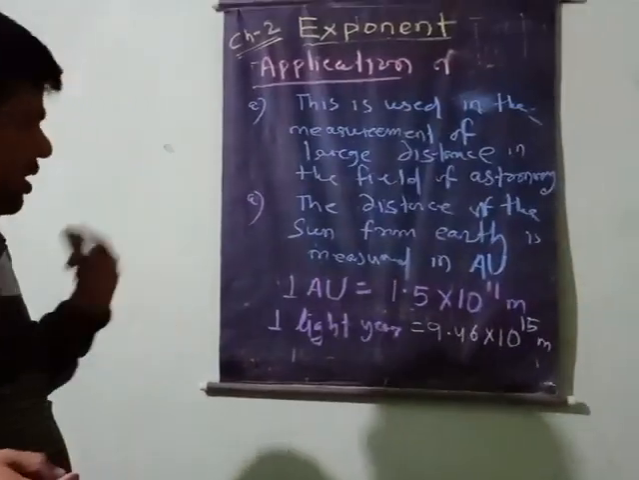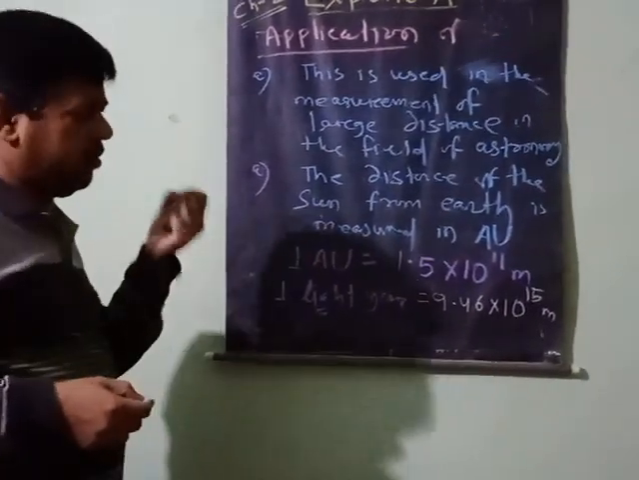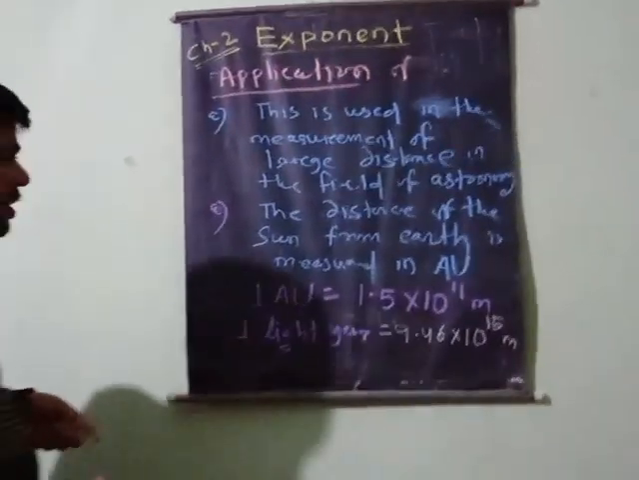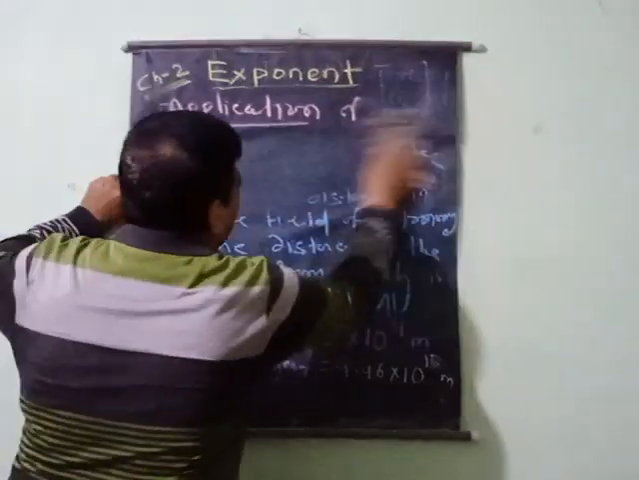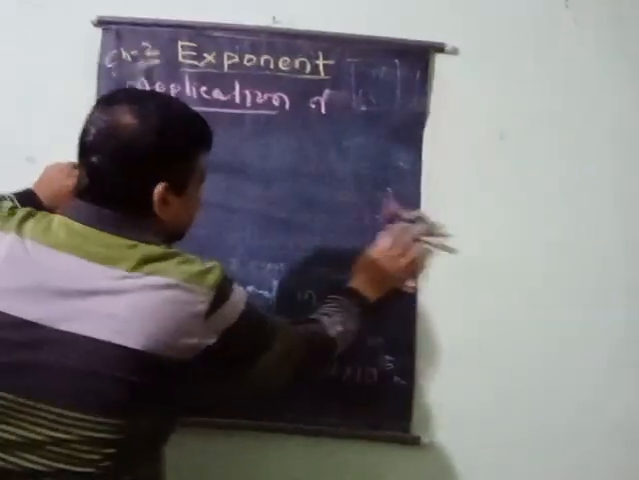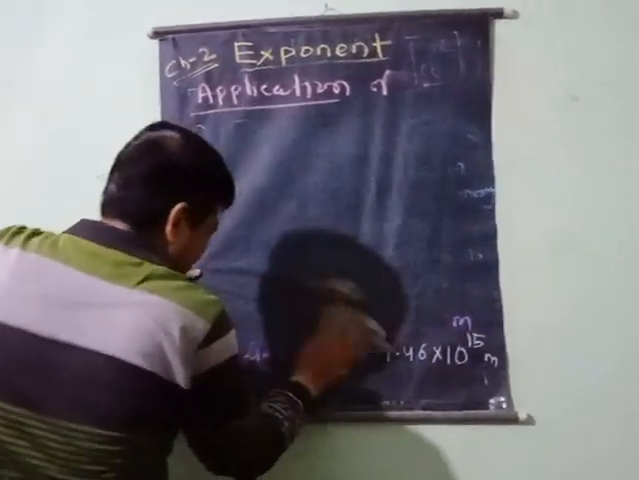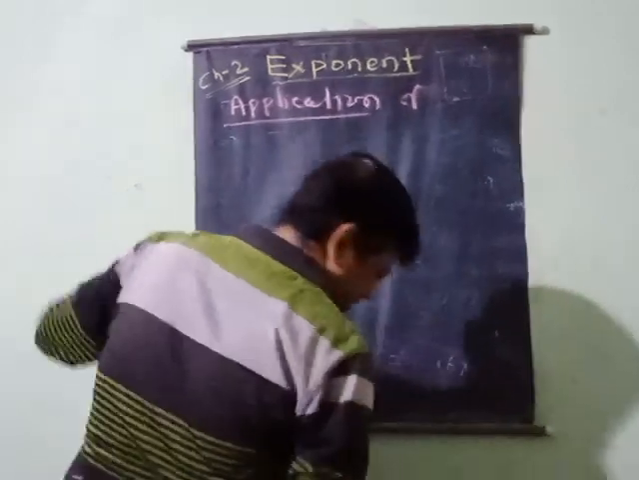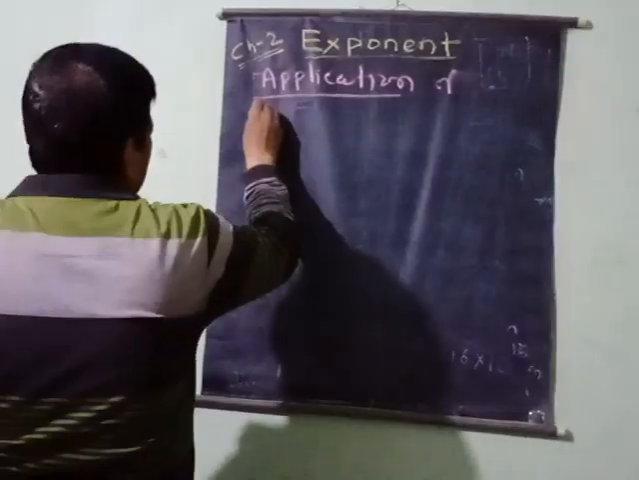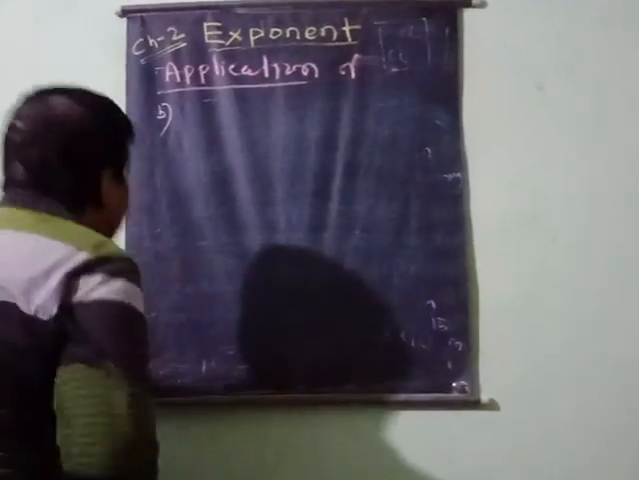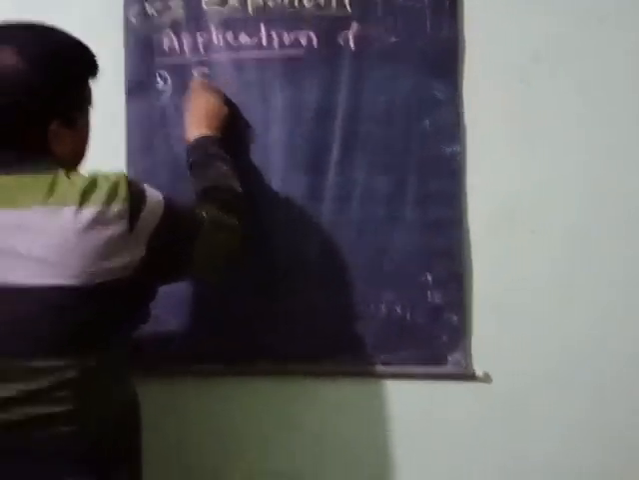Another concept: the size of the atom. The size of the atom is very small, so we use very small distance units. Size of the atom, size of the bacteria: how can you measure these small distances? You see, the exponent is also useful.